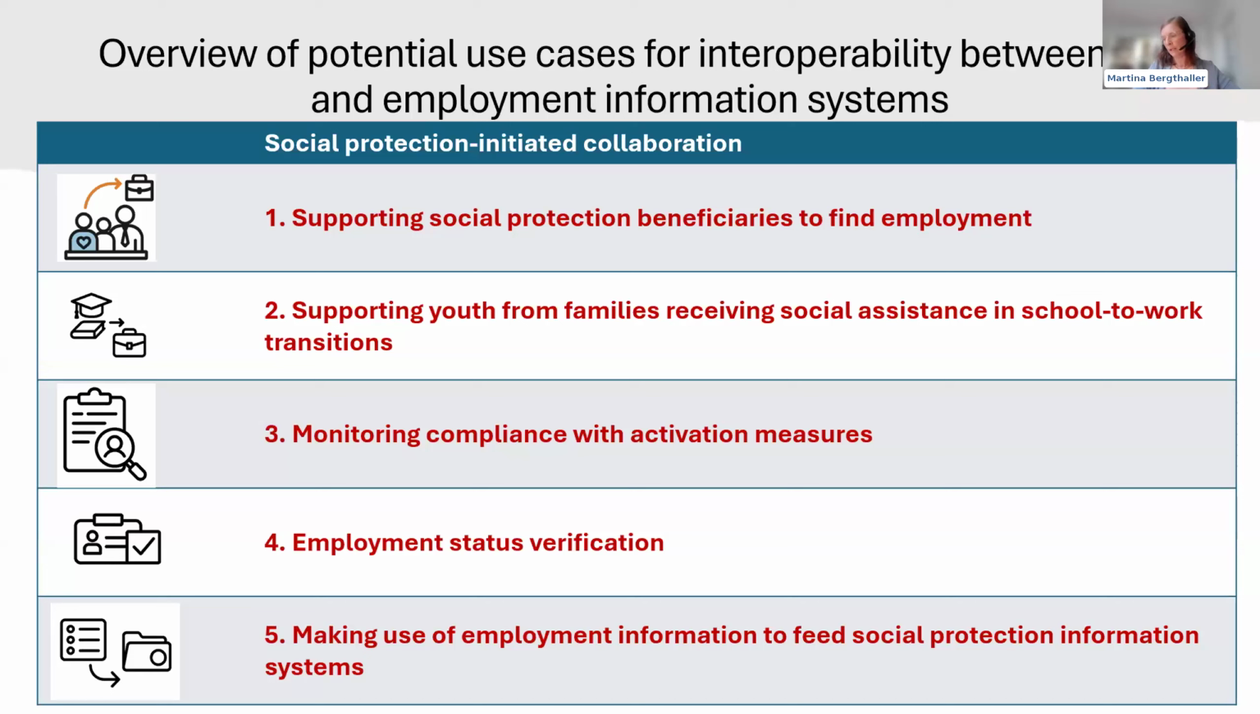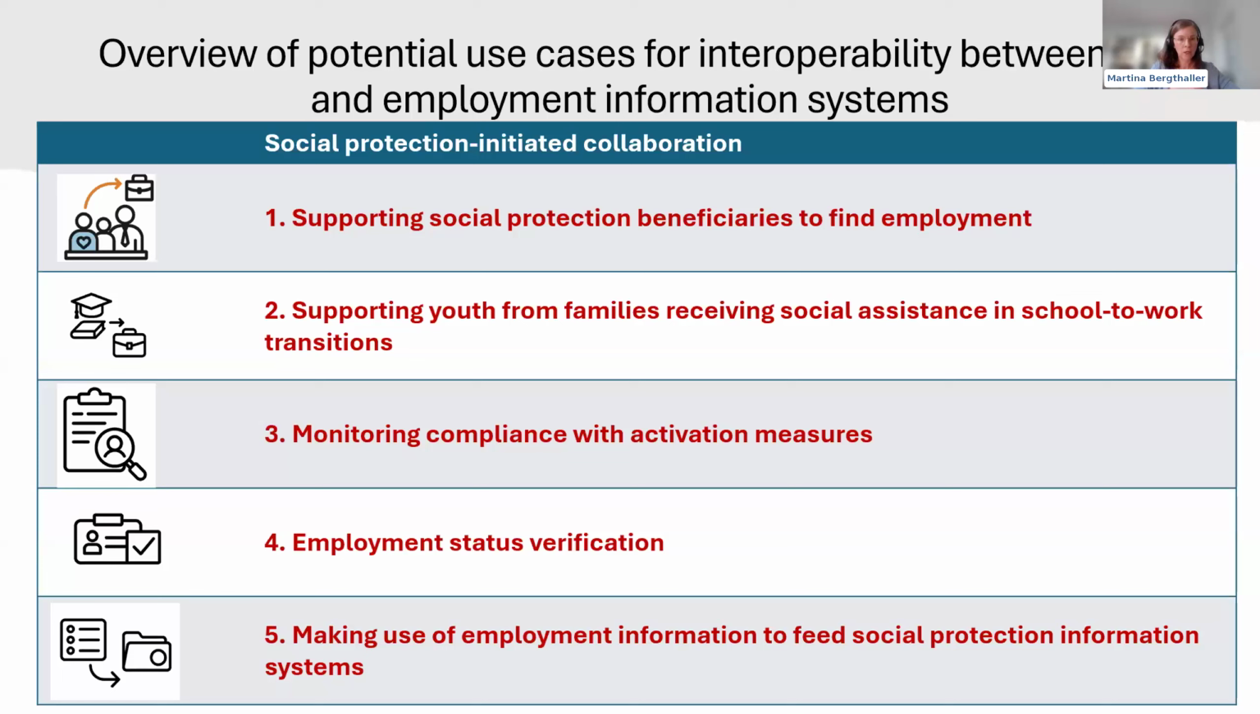The second use case here is to support youth in school-to-work transitions. So social assistance agencies can identify youth from low-income households and link them directly to public employment services and TVET programs. The third use case is to monitor compliance with activation measures, where benefits depend on job-seeking efforts or participation in active labor market programs. Employment administrations may share data to verify this attendance and to detect non-compliance and adjust beneficiaries' benefits accordingly. The fourth is employment status verification. In this case, social assistance agencies validate beneficiaries' employment income status.